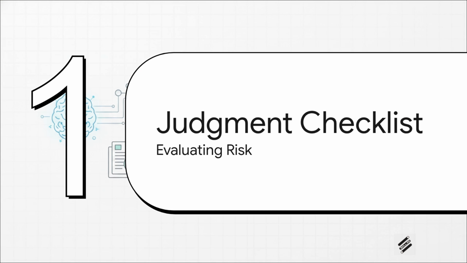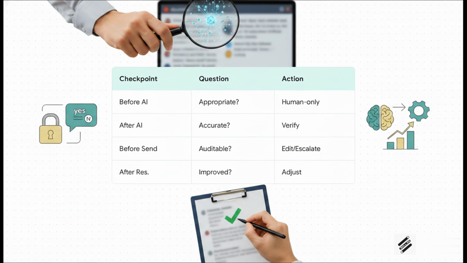Checkpoint 2, after AI. Is the output actually accurate? Fact check it. Checkpoint 3, before sending. Pause right here. Would you be comfortable if your manager audited this exact interaction today? If the answer is no, edit it or escalate it. And finally, after resolution. Did the AI actually make things better? Always make sure the final result lives up to your own professional standards.